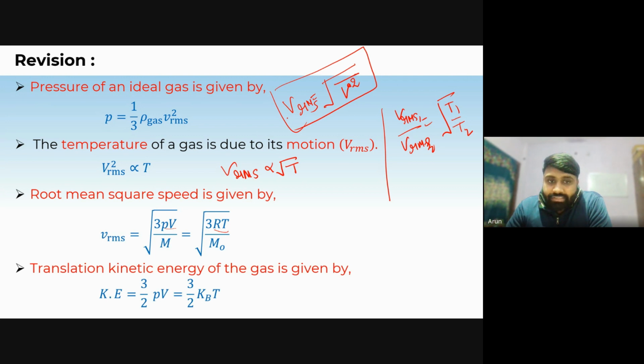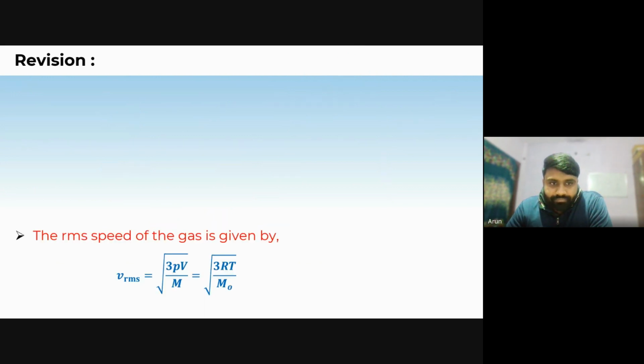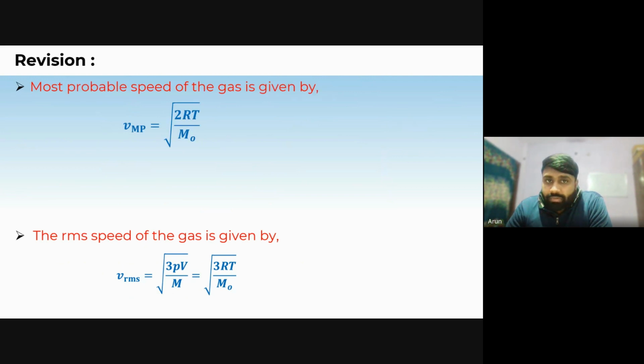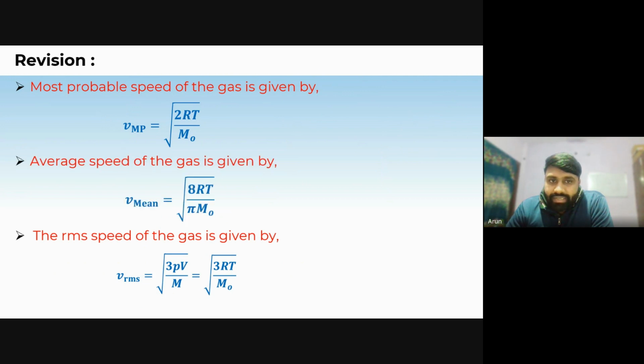First of all, the kinetic energy in terms of temperature, 3 by 2 kB into T. Second, pressure is nothing but 1 by 3 rho of gas VRMS square. Third, VRMS is root 3 RT by M naught. Then the most probable speed of a gas, VMP. Most probable speed is nothing but the speed possessed by the maximum number of molecules. This is the speed at which the maximum number of molecules are traveling. VMP is given by root 2 RT over M naught. Average speed is given by root 8 RT by pi M naught.